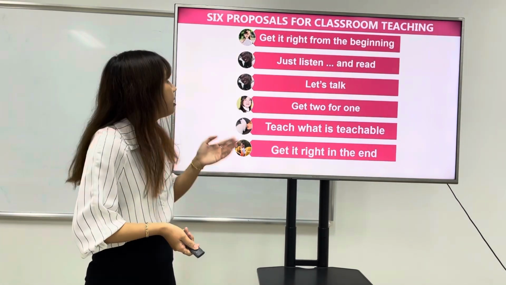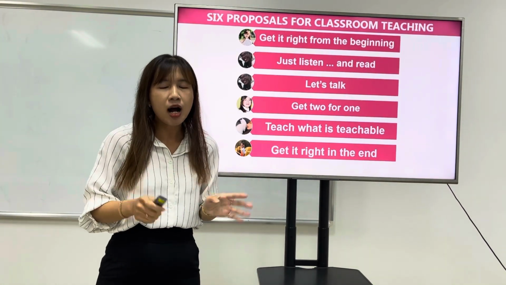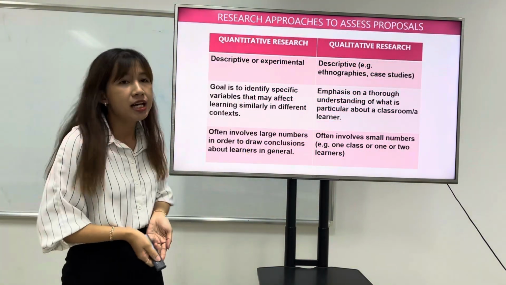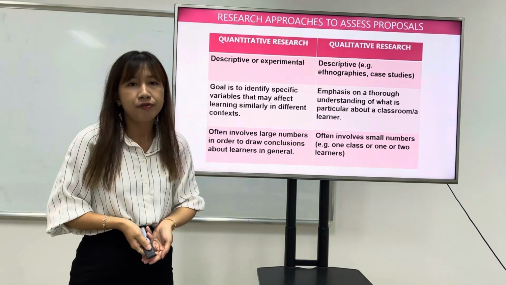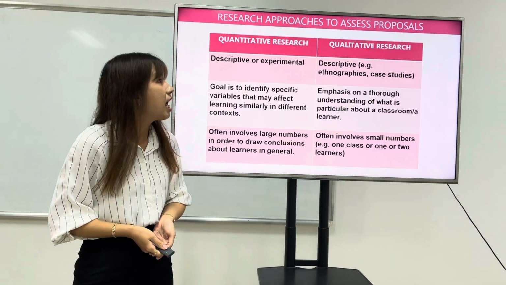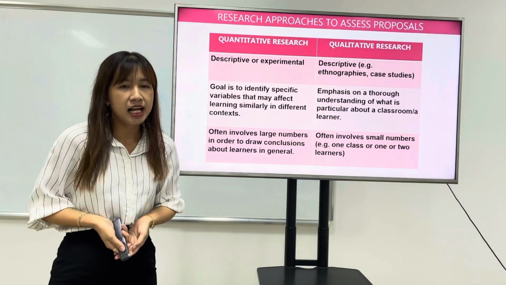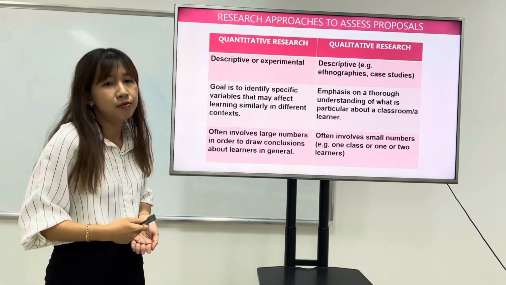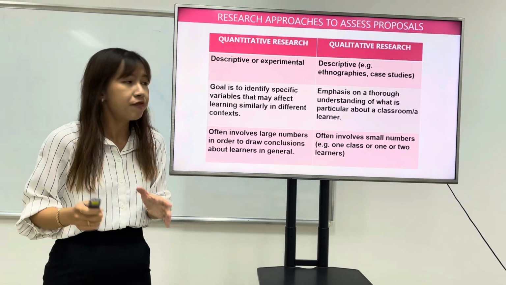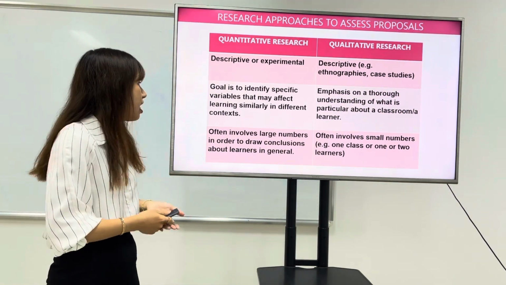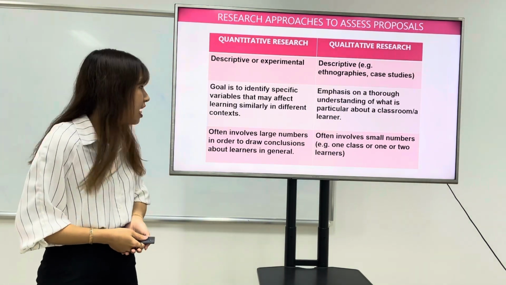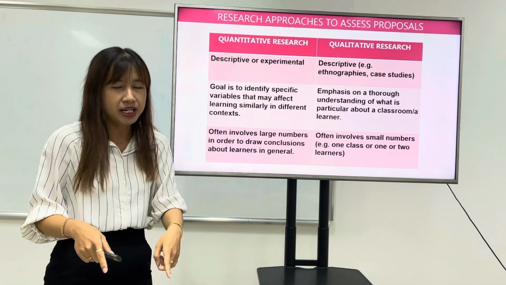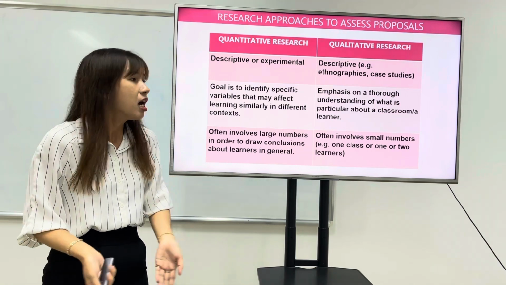To assess these proposals, we need to use a wide range of research approaches. Firstly, I would like to mention quantitative research and qualitative research. Quantitative research is descriptive or experimental, and the goal of this approach is to identify the specific variables that may affect learning similarly in different contexts. It often involves a large number of learners in order to draw general conclusions about learners.